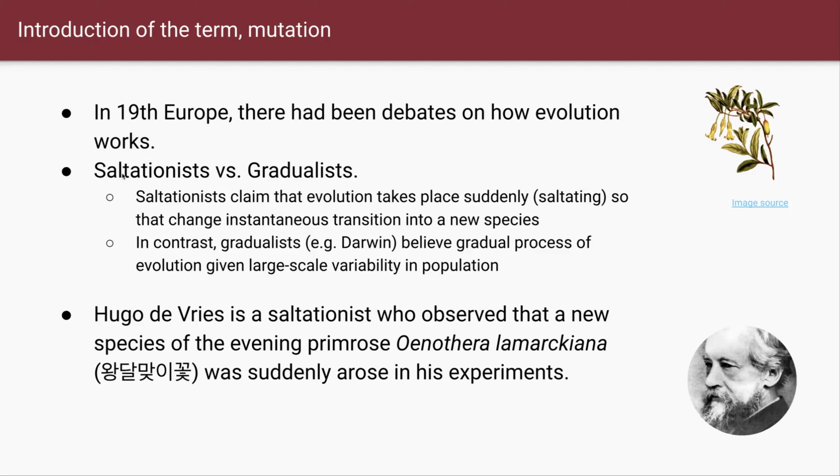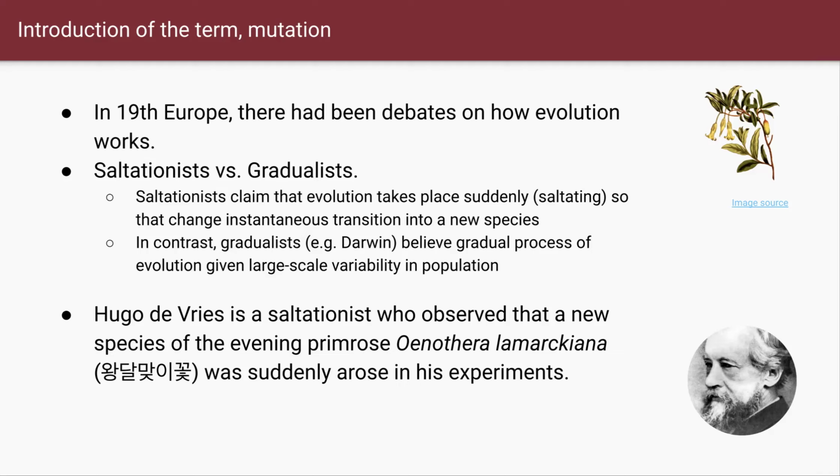When describing evolution, people had different perspectives. Some people thought that mutation can take place suddenly, in other words, saltation. Or some people believed that evolution is a gradual process, right? The people we call saltationists claim evolution takes place suddenly, with an instant transition into a new species, a sudden appearance. In contrast, gradualists like Charles Darwin believed that the process of evolution is slow.